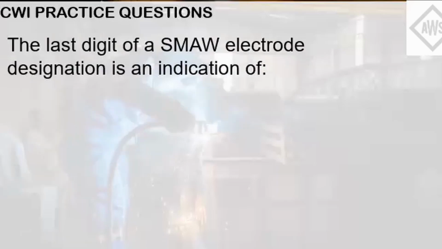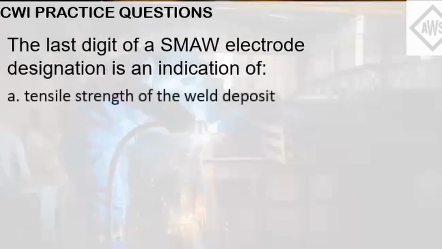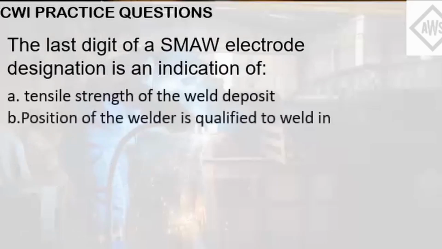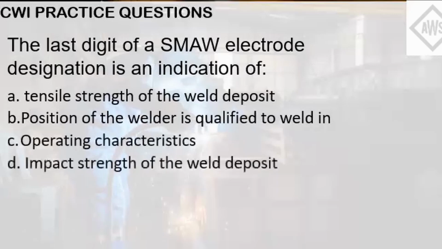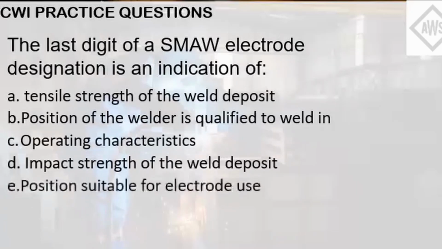The last digit of a SMAW electrode designation is an indication of A, tensile strength of the weld deposit, B, position of the welder to qualify the weld-in, C, operating characteristics, D, impact strength of the weld deposit, E, position suitable for electrode use. The last digit of a SMAW electrode denotes the operating characteristics of an electrode.